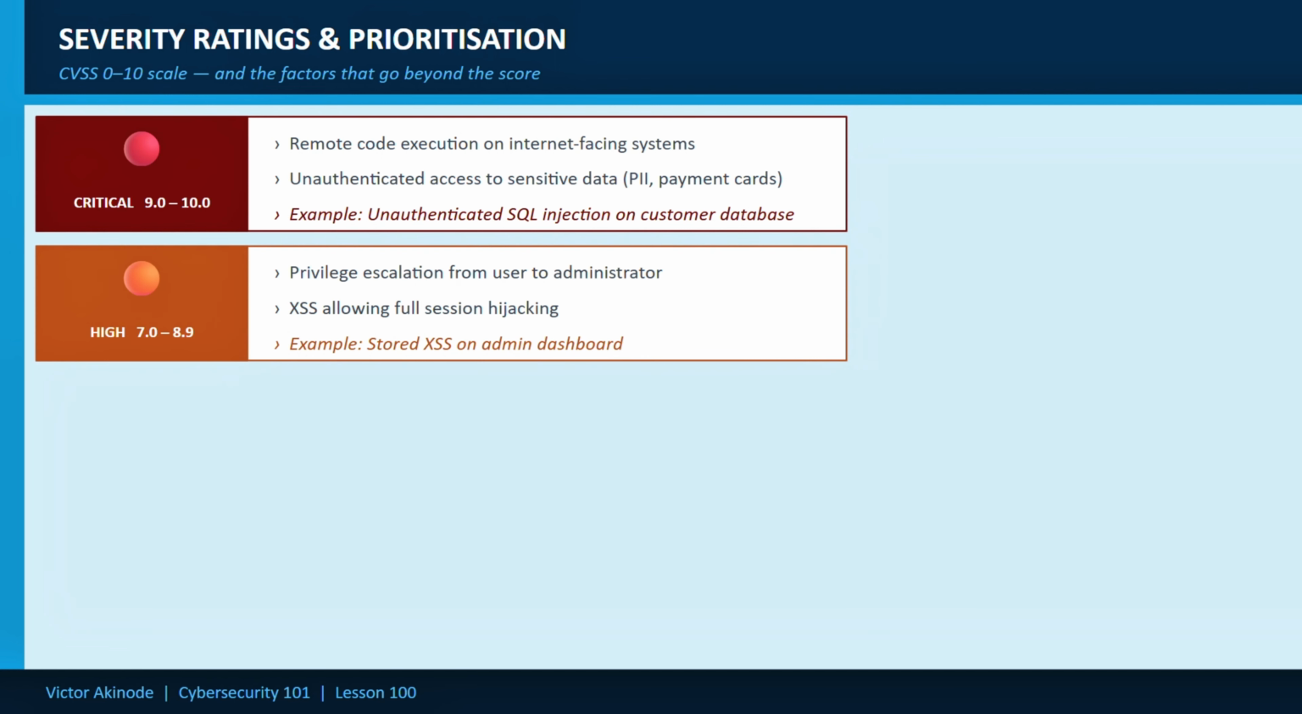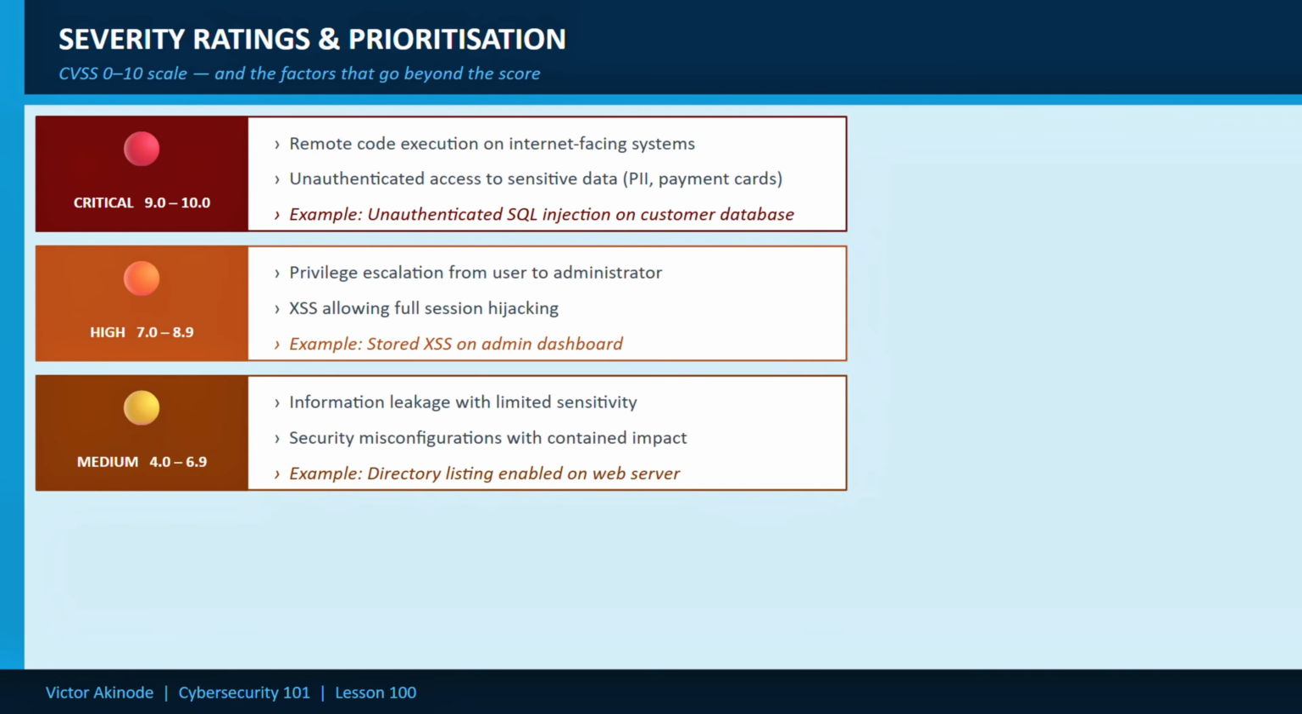The next one is high severity, and this is in between 7.0 to 8.9. It includes privilege escalation from regular user to administrator, sensitive information disclosure, and significant security control bypass. An example could be cross-site scripting allowing session hijacking. The next one is medium severity, and this ranges between 4.0 to 6.9. It includes information leakage of non-sensitive data, denial of service vulnerabilities, and security misconfigurations with limited impact. Example could be directory listing enabled on a web server.